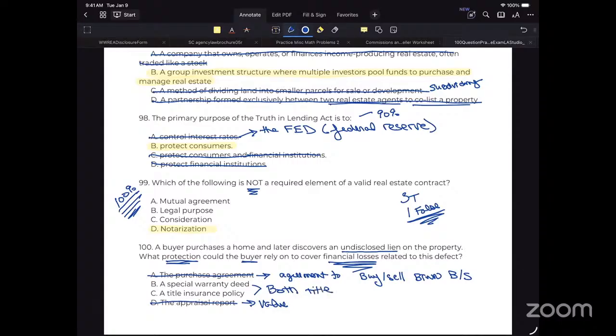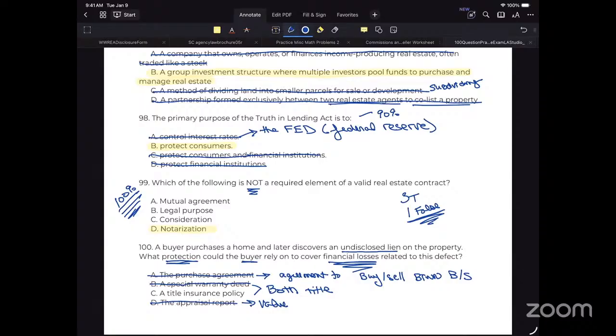But our answer is not going to be B, a special warranty deed. Why? Because remember, a special warranty deed says, hey, buyer, I'm telling you you're getting good title and that I didn't mess it up while I own the property. This last person that owned it, I did not mess it up. And if somebody comes and says there actually is a problem, I will fix it.